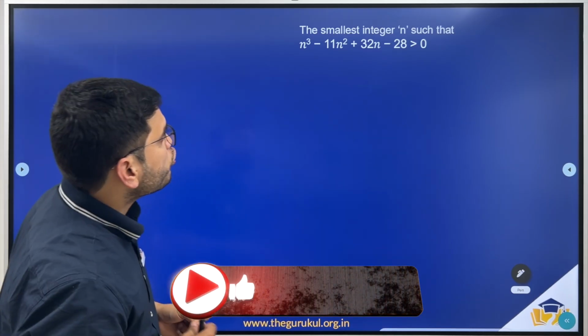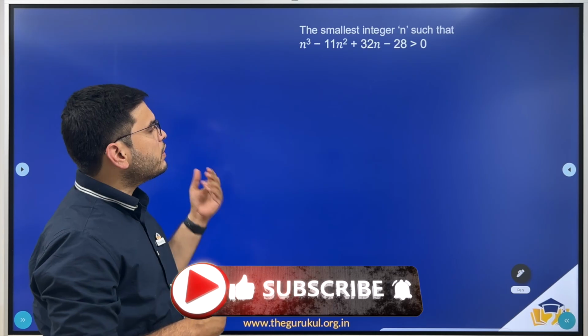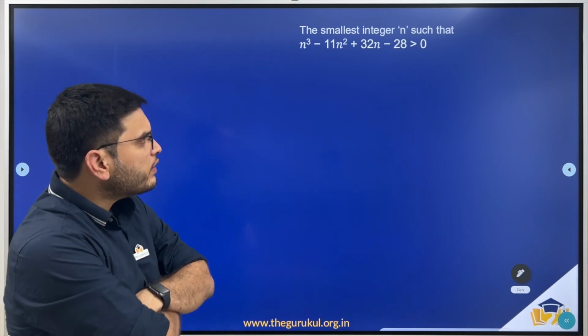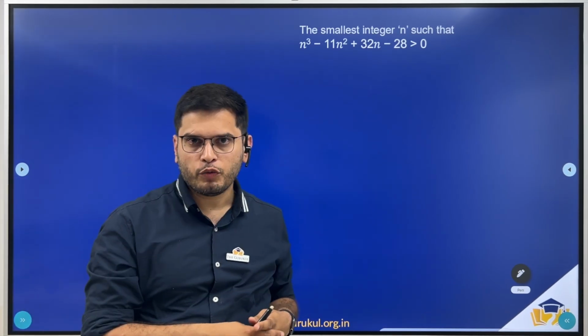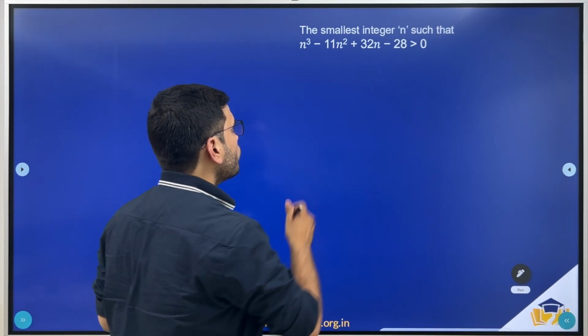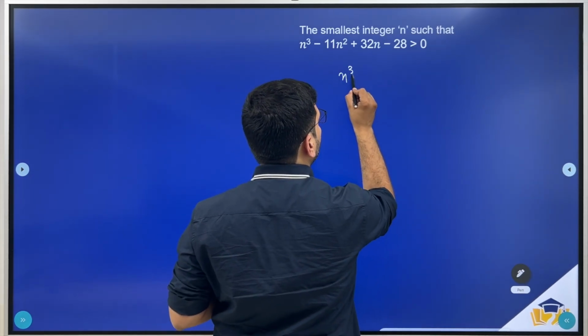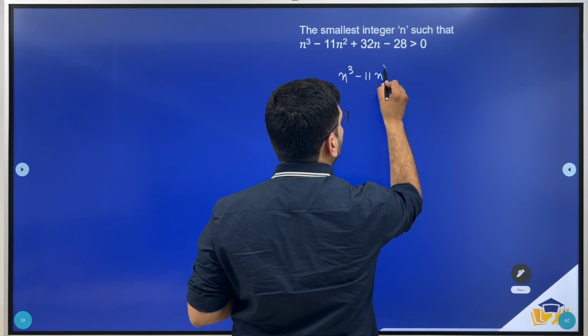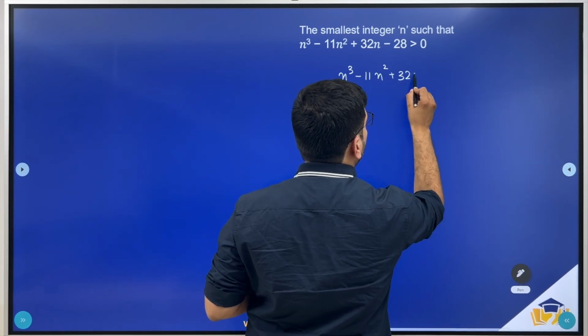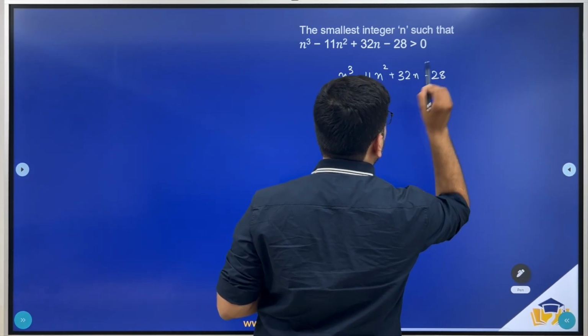Now coming to the second question. The smallest integer n such that n cube minus 11n square plus 32n minus 28 is greater than 0. First, let's find the roots of n cube minus 11n square plus 32n minus 28 equal to 0.